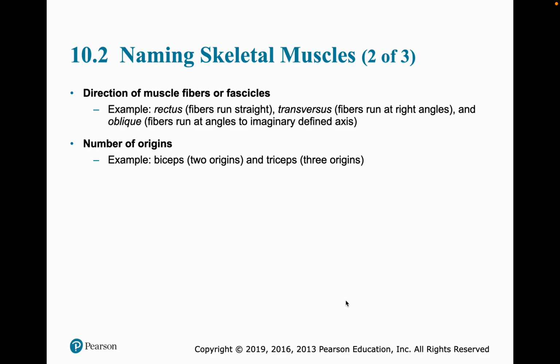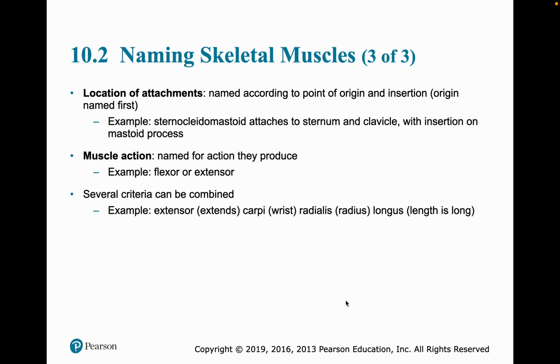Some muscles have the number of origins in their name. So the biceps would have two origins, triceps would have three origins. We can name them for the location of the attachments. They'd be named according to a point of origin and insertion, origin being first. So a good example of that is the sternocleidomastoid, which attaches to the sternum and the clavicle, and inserts on the mastoid.